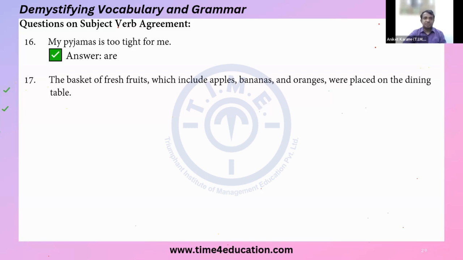Yes, very good. So I had purposely not mentioned two errors, but you have found it. So includes and was. Very good, everyone. So basket, which includes apples, bananas, and oranges, was placed. Was placed.